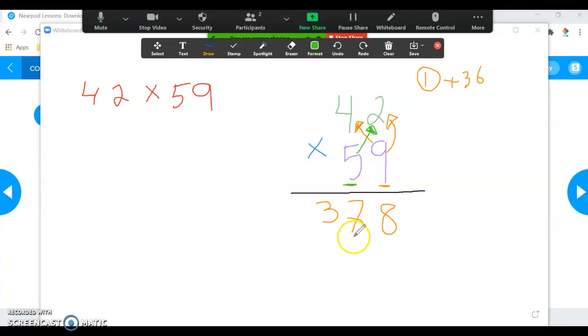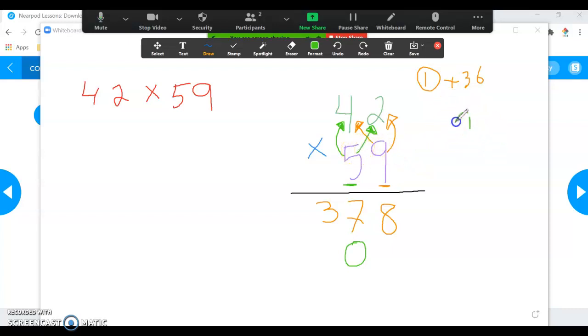5 times 2, somebody told me that it's 10, and that person is correct. So 10, I'm putting the last digit in there, but I have that extra 1 that I'm gonna carry over. Next, I'm multiplying it by 4. What is 5 times 4? I'm waiting for an answer. Okay, my friend told me that 5 times 4 is 20.